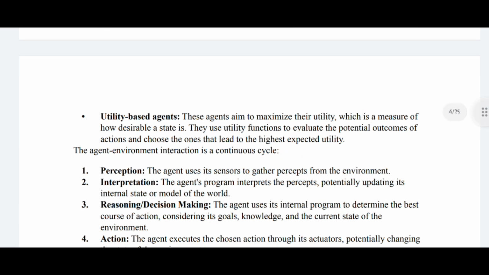Utility based agent. The agent aims to maximize its utility, which is a measure of how desirable a state is, and they use a utility function to evaluate the potential outcomes of actions and choose the ones that lead to the highest expected utility. So a utility based agent can think about the information it has taken and what happens if I provide answers to that information, what happens after giving the actions. The utility based agent thinks about what happens in the future. That is a utility based agent.